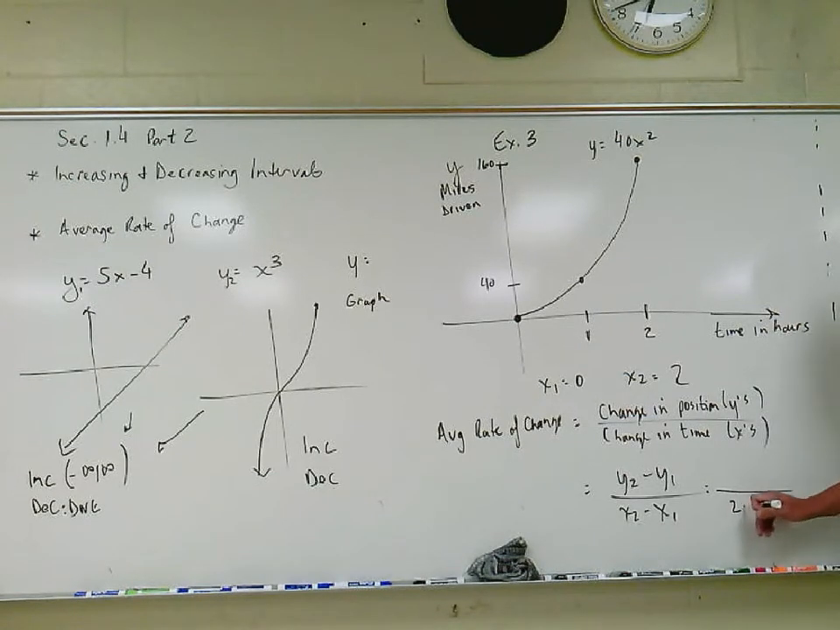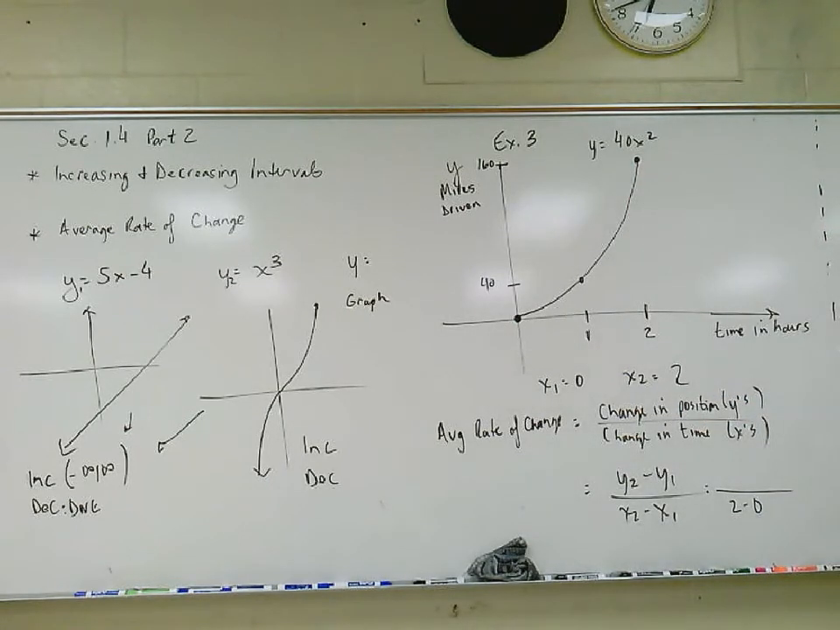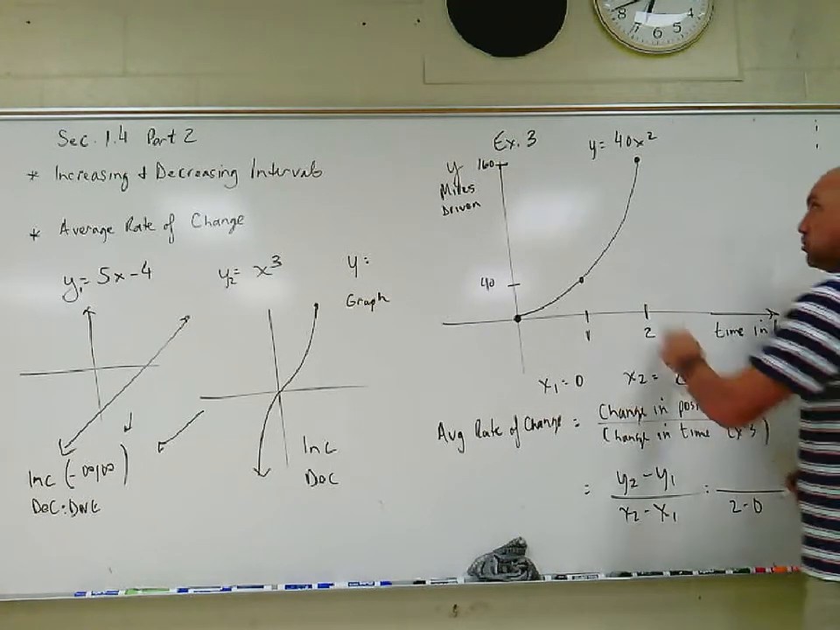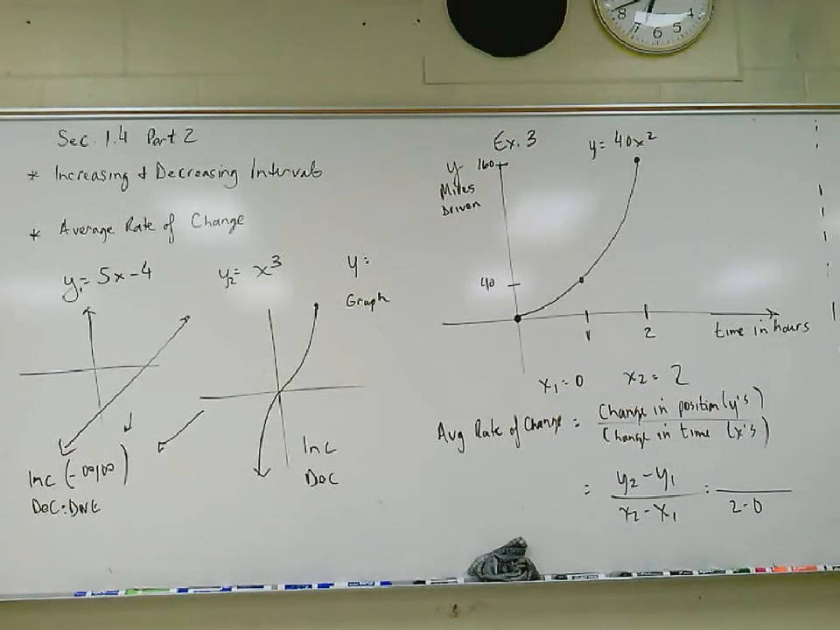2 minus 0, that's right. You then plug those in up there to get your y's that go with each one. So I would do x2 first, plug it in to get my y2. You should be able to get these without a calculator. So square your x, then multiply it by 40.